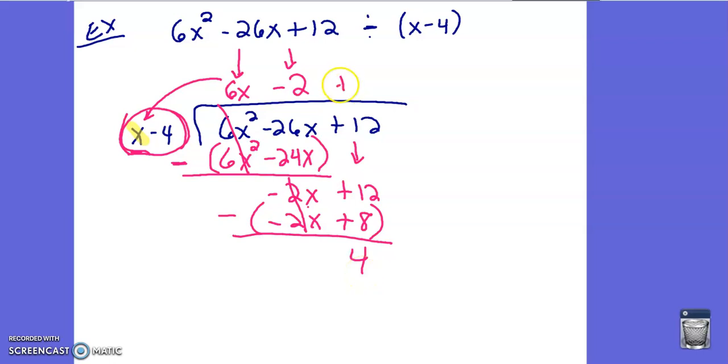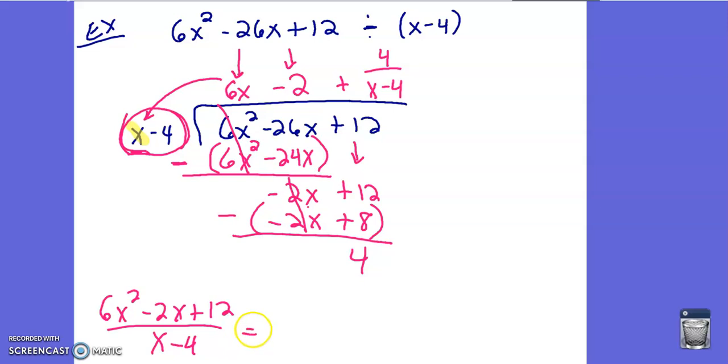And so what we're going to do is write plus 4 over the divisor, x minus 4. So when I divide 6x squared minus 26x plus 12 by x minus 4, the answer is 6x minus 2 plus 4 over x minus 4. That's how you do long division.